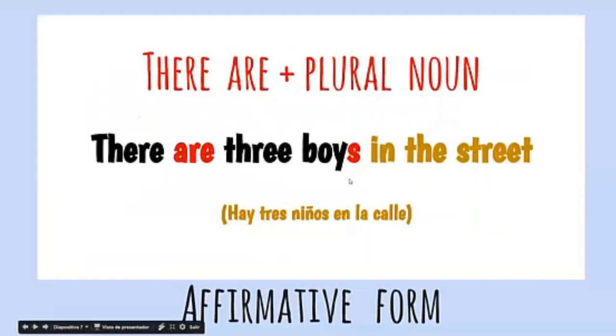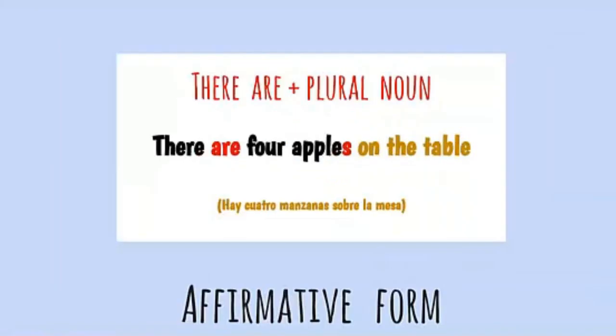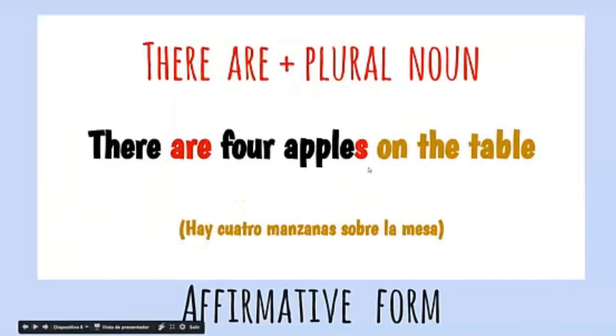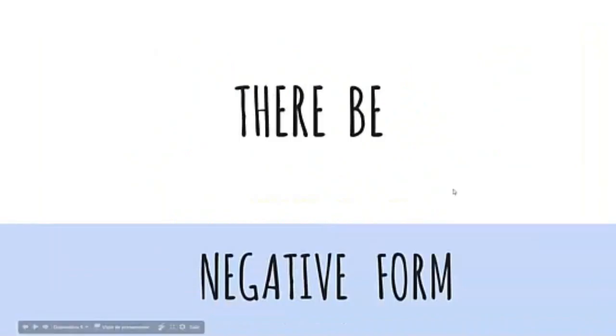And the same happens here with the noun boys. There are 3 boys in the street. Or here with the plural noun apples. There are 4 apples on the table. Up to now, we have studied the affirmative form. Let's have a look at the negative form.